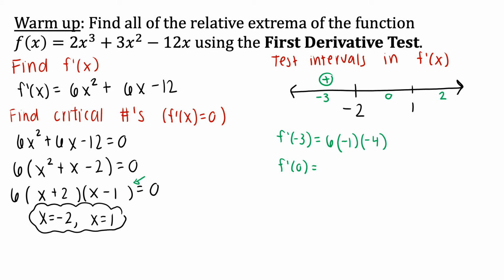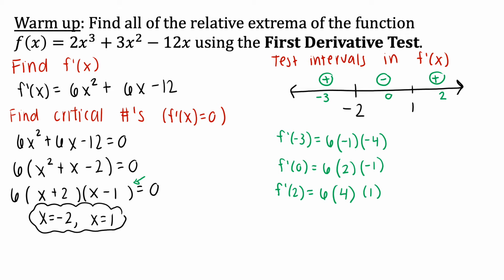Doing the same thing on my next two intervals, I have f prime of 0. Plugging again into factored form, I get 6 times 0 plus 2 is 2, times 0 minus 1 is negative 1. A positive times a negative stays negative. And finally, f prime of 2 gives me 6 times 2 plus 2 is 4, times 2 minus 1 is 1. Positive, positive, positive stays positive.